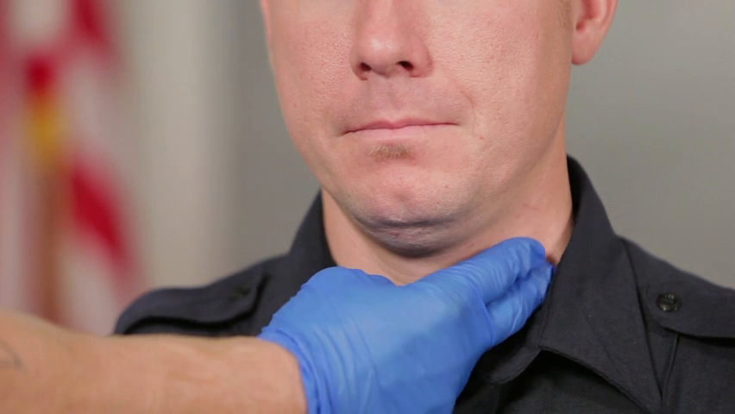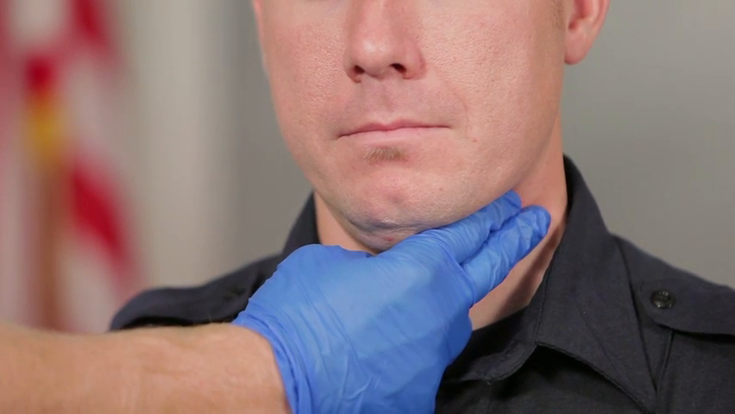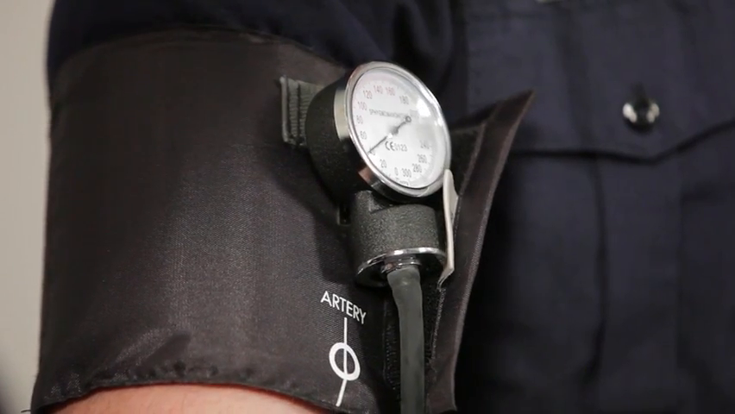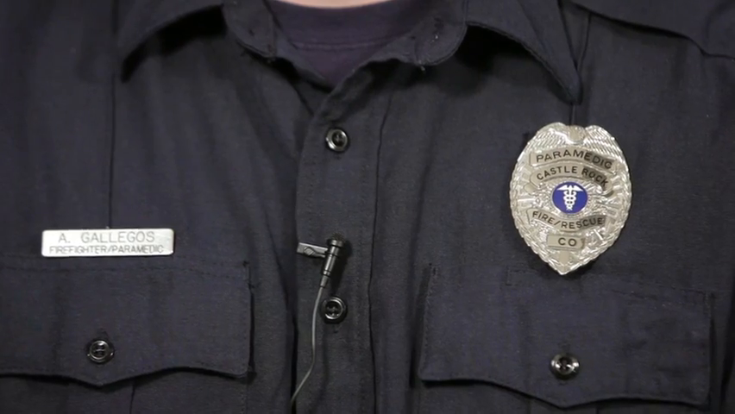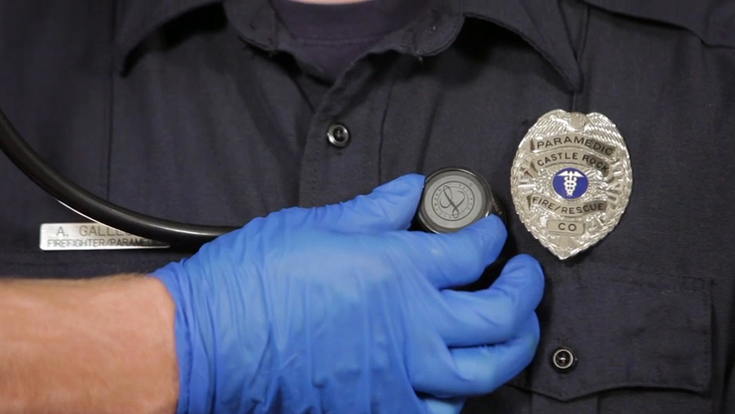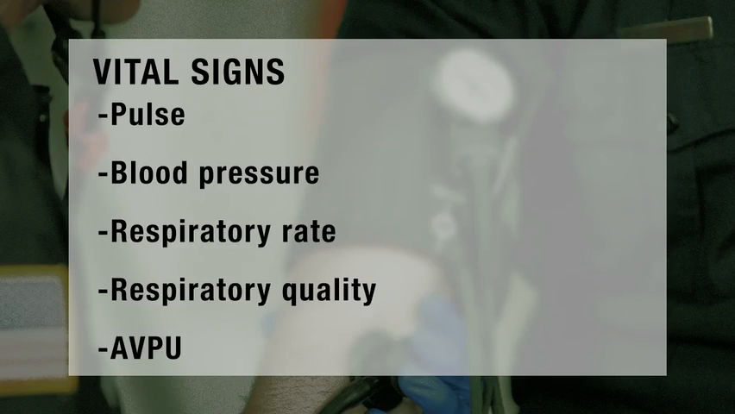The next portion is vital signs. You'll be given 1 point for a pulse, another point for a blood pressure, 2 points for assessing respiratory rate and quality, and a final 5th point for assessing AVPU, which is your patient alert to verbal, painful stimuli or unresponsive. After you've gathered vital signs, you'll move into the diagnostic portion of the test.